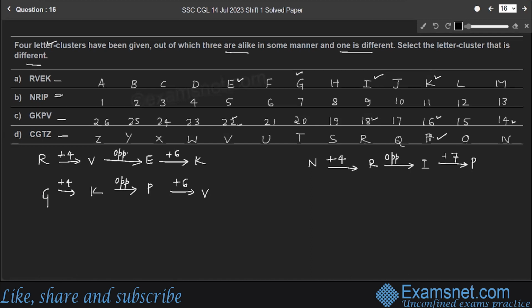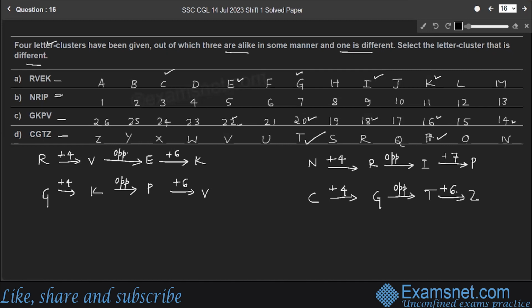And the last cluster is CGTZ. C is 3, G is 7, therefore we can write C plus 4 as G. G and T are opposite letters. G is opposite to T, and T is 20, Z is 26, therefore T plus 6 is Z.